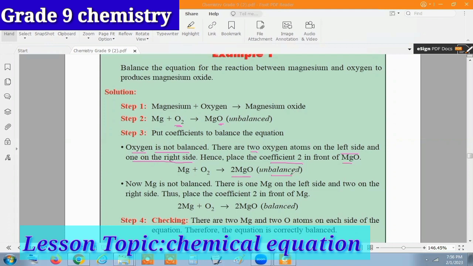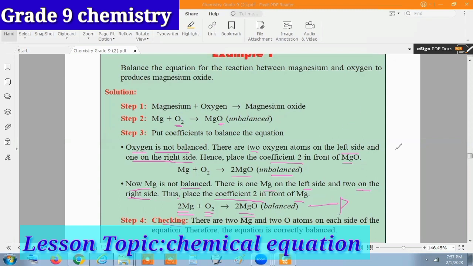Now magnesium is not balanced. There is 1 magnesium on the left side and 2 on the right side. Thus, place the coefficient 2 in front of magnesium. Now it becomes 2 magnesium plus oxygen gives us 2 magnesium oxide. Now the equation is balanced.